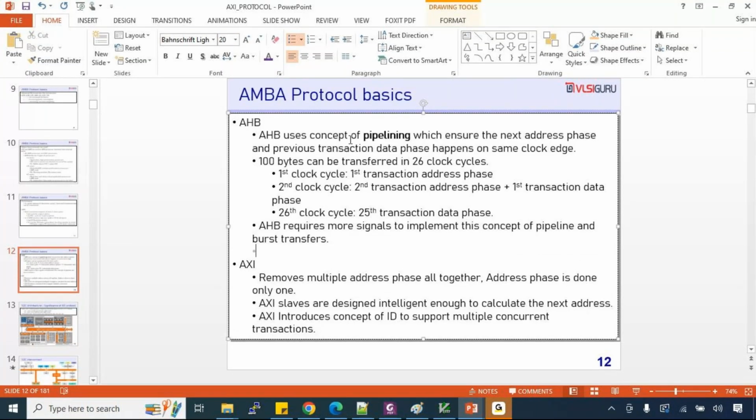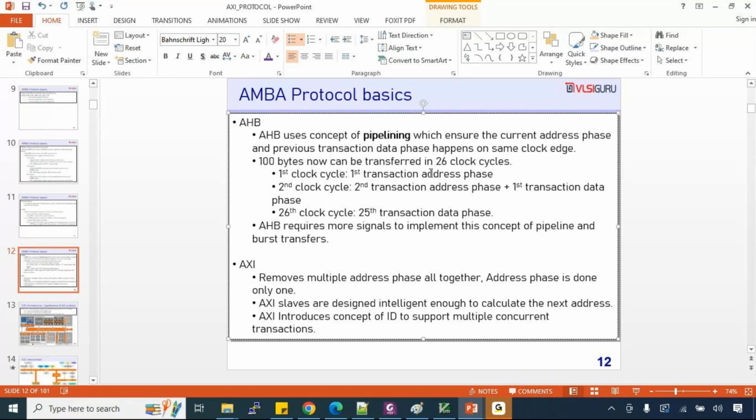AHB uses the concept of pipelining, which ensures the next transaction address phase and the previous transaction data phase, which are, I would say, the current transaction, happen on the same clock edge. 100 bytes can now be transferred in 26 clock cycles only.